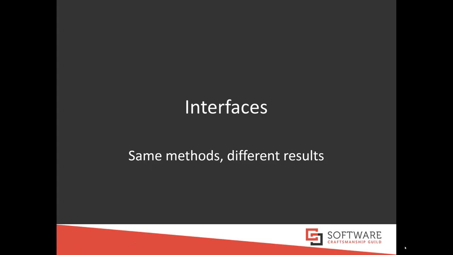Now we're going to get into some of the core concepts behind object-oriented programming. And I'm going to start with interfaces, because in current C# development, interfaces are used a little bit more often than inheritance. Interfaces are when you have the same method signatures, but different results.